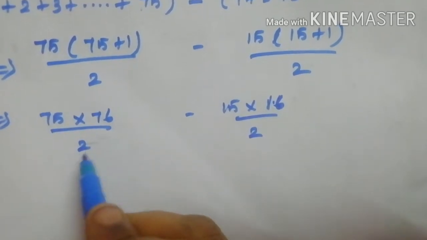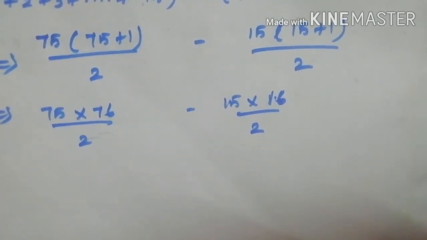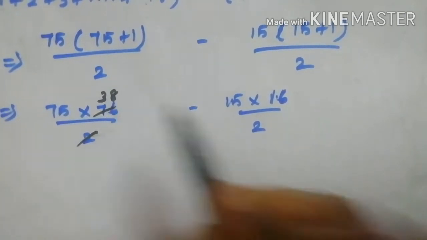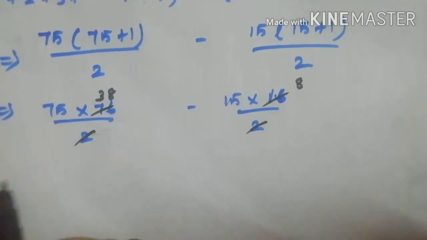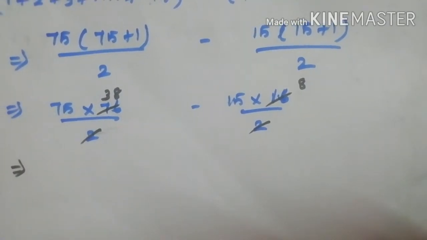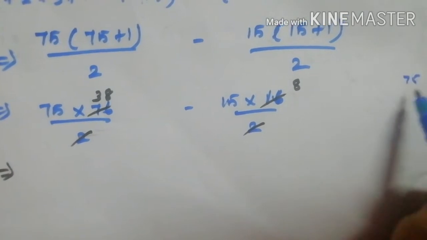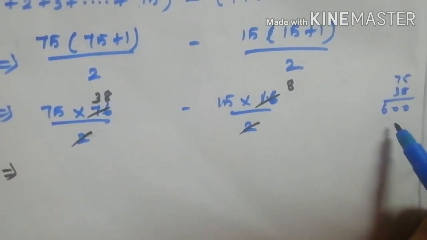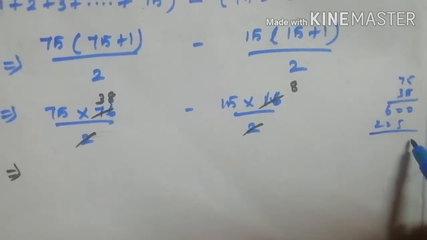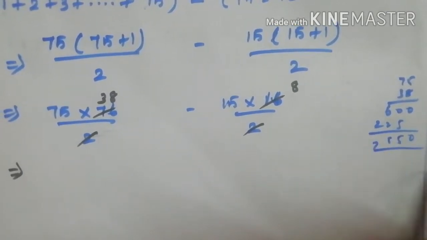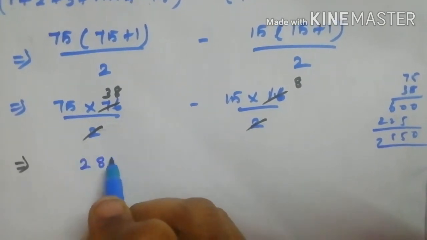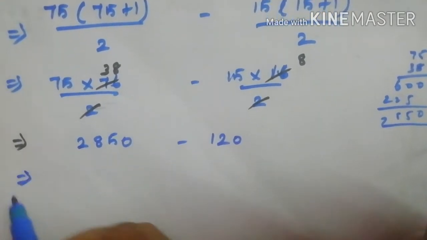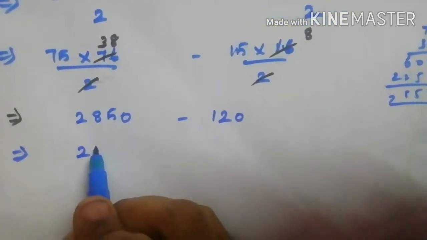Here we cancel. 2 3s are 6, 8 times, here also 8 times. So 75 into 38, so we have 2850. Here 8 5s are 40, remainder 4, 120. So our answer is 2730.